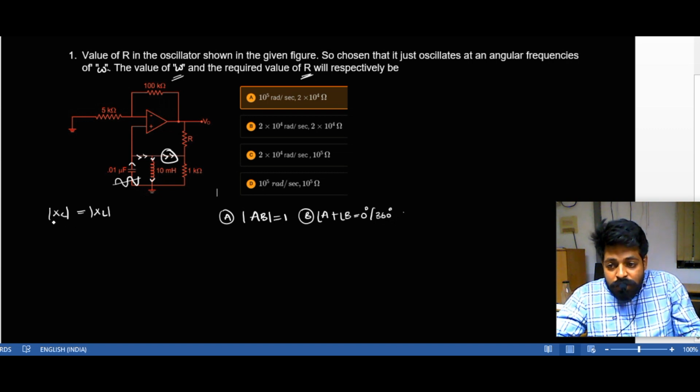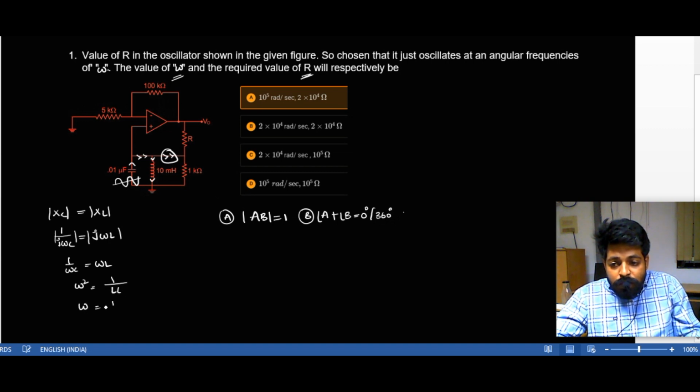So now what I do is put the condition to generate oscillations, where the tank circuit under resonance has XC equal to XL. What I know is XC is nothing but 1 by j omega C, and it will be equal to j omega L of the inductance. So if I take the magnitude, it will be 1 by omega C equal to omega L. So omega squared is equal to 1 by LC. Omega is equal to the square root of 1 upon LC.